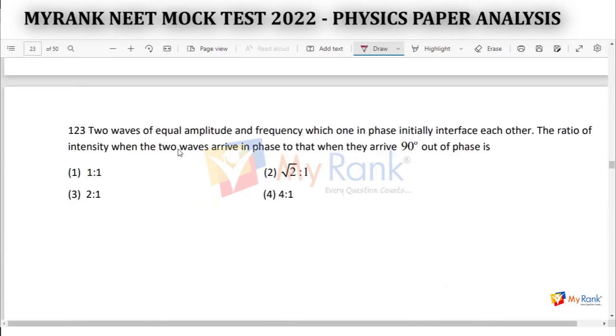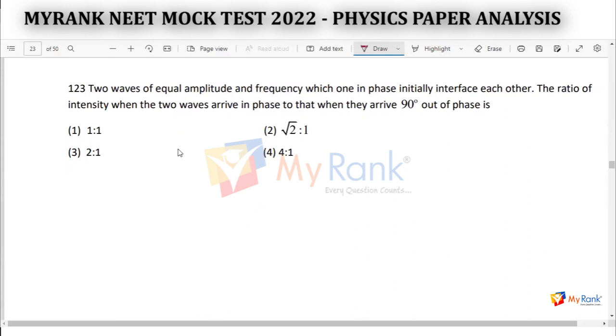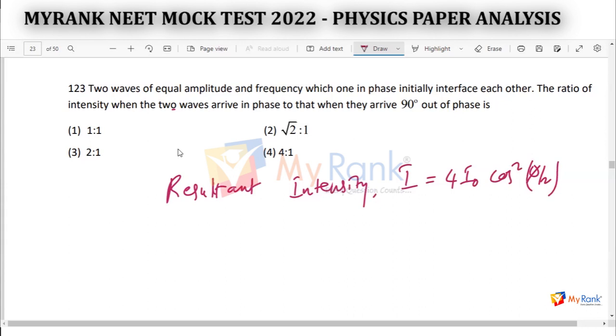And the next is: two waves of equal amplitudes and frequencies which have a phase difference interfere with each other. The ratio of intensity when the two waves arrive in phase to that when they arrive 90 degrees out of phase is. So resultant intensity we have to find, students. Resultant intensity I is nothing but 4 I naught cos square of phi by 2, students. This is the formula we have for resultant intensity. So for I1 by I2, the first one is in phase, that means 0 degrees, and the second one is 90 degrees.